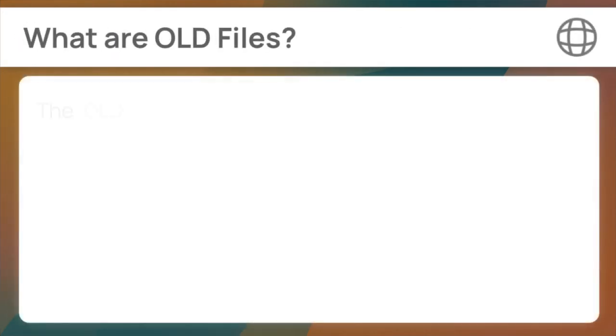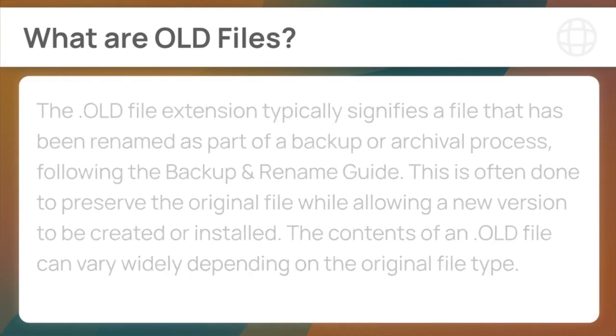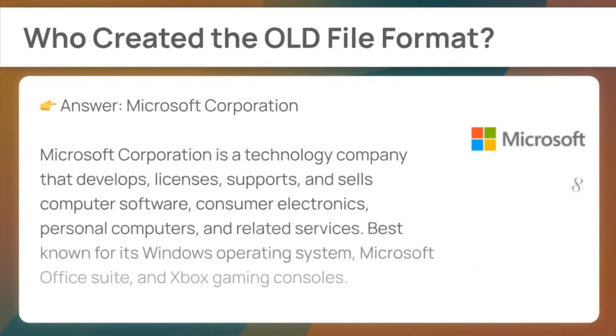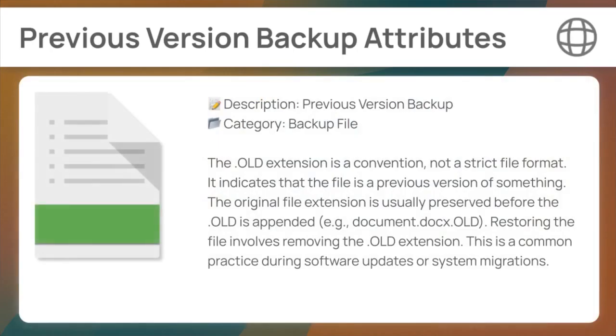The OLD file extension typically signifies a file that has been renamed as part of a backup or archival process, following the backup and rename guide. This is often done to preserve the original file while allowing a new version to be created or installed. The contents of an OLD file can vary widely depending on the original file type. The OLD extension is a convention, not a strict file format.